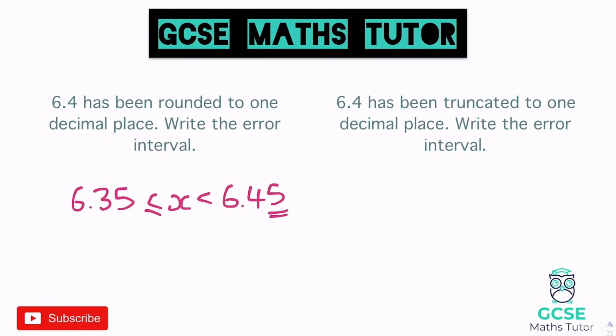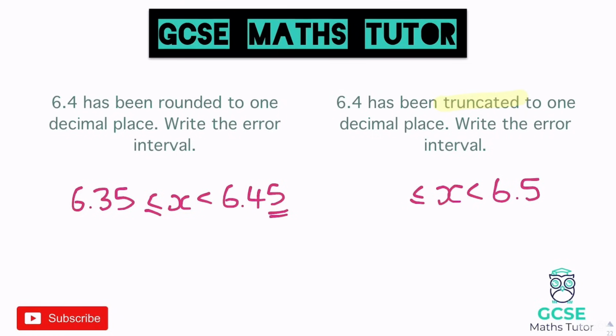On to the next one. This one's slightly different in the wording. This one says it's been truncated to 1 decimal place, and truncated basically just means it's been chopped off after this first decimal, regardless of how it rounded. So if we have a look at writing this as an error interval, again we write these in the same way. The impossible number is that it couldn't have been 6.5. So my top one here is 6.5.